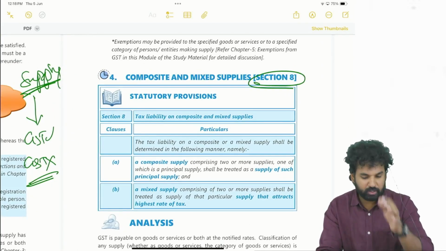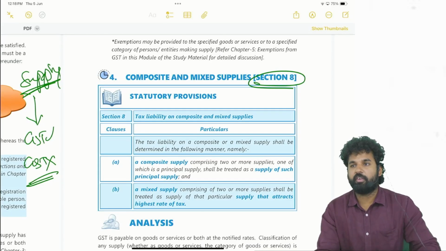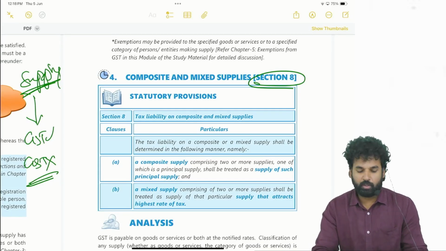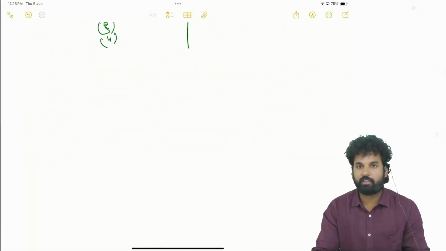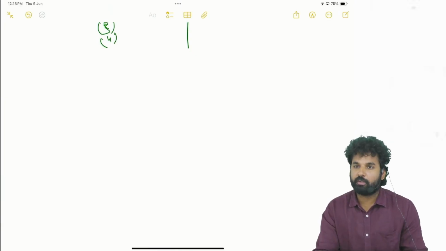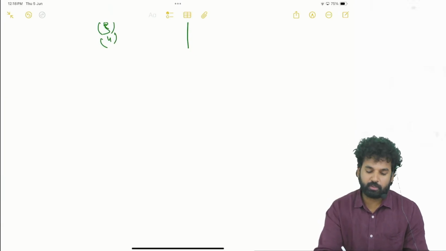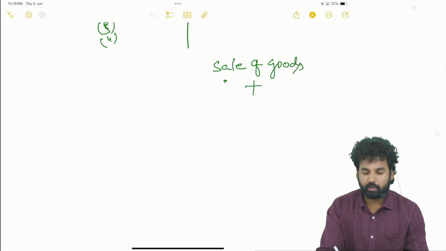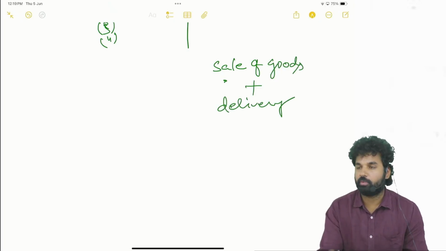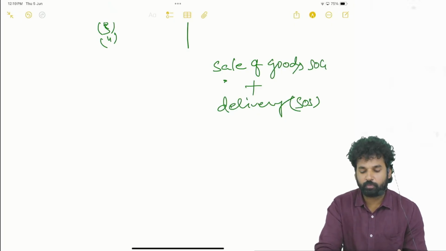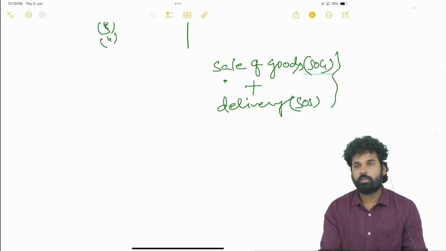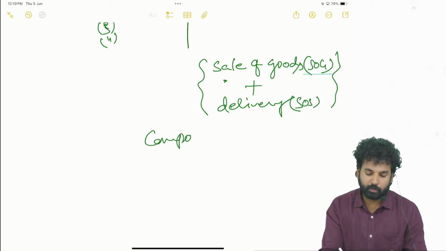Where we talk about composite and mixed supplies. Here also we need not decide whether it is a supply or not. It is already a supply. Composite and mixed supplies means whenever we are combining supplies. Let's say we are placing an order online. The seller will sell us the product, so sale of goods is involved. At the same time, they will deliver the goods. Delivery is also there. This is a supply of service, and this is a supply of goods. So two supplies are involved here, and this will be treated as a composite supply or mixed supply.